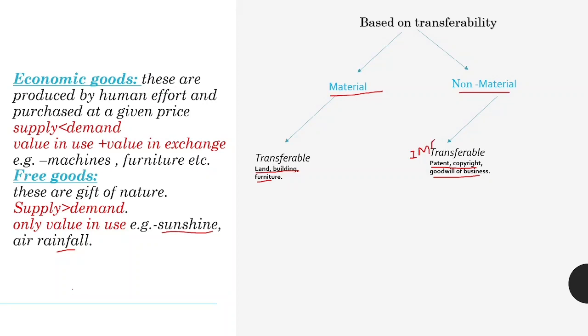Now material goods can also be non-transferable. In non-transferable come degree, certificate, license. You cannot transfer or exchange them for value. They have value with you only. Then in non-material also, some are non-transferable, like friendship, courage, intelligence, quality. You cannot transfer them. They have no value in exchange. So among these examples, patent and copyright are important, that they are transferable and non-material. And also degree and license are material and non-transferable. So these were based on transferability.